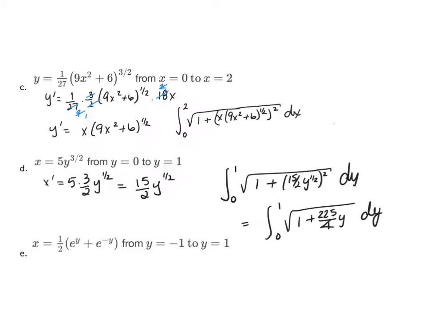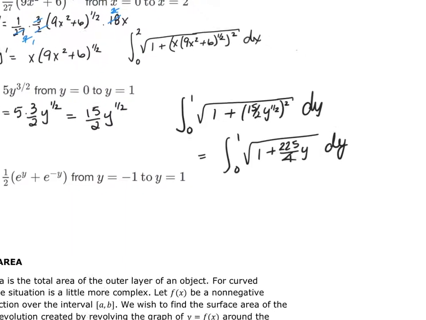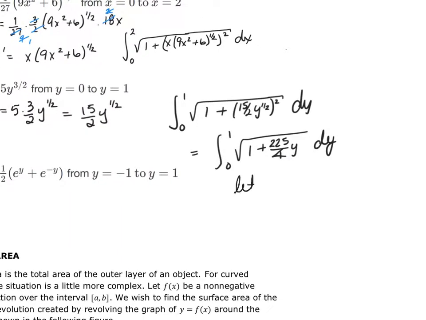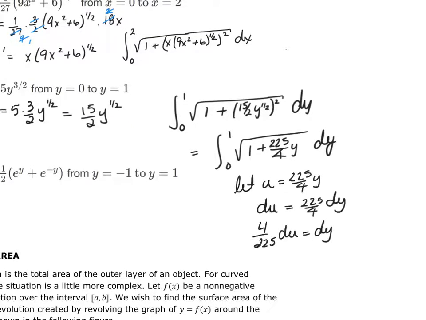And then this one is going to be a pretty straightforward u substitution. So we're going to let u equal 225 over 4y. That means du is equal to 225 over 4 dy. And then I have to adjust because I don't see that 225, so it is going to be 4 over 225 du is equal to dy.